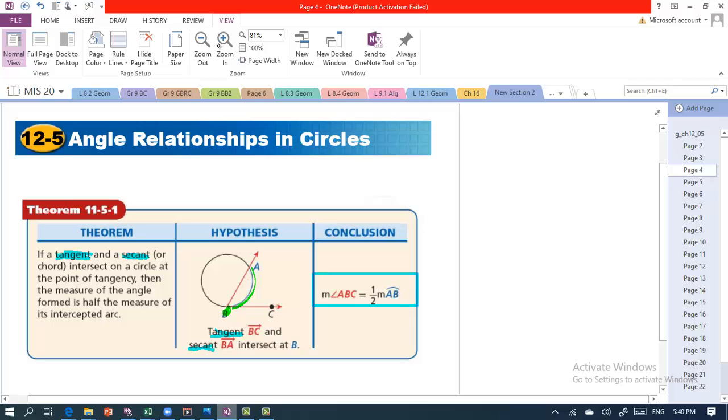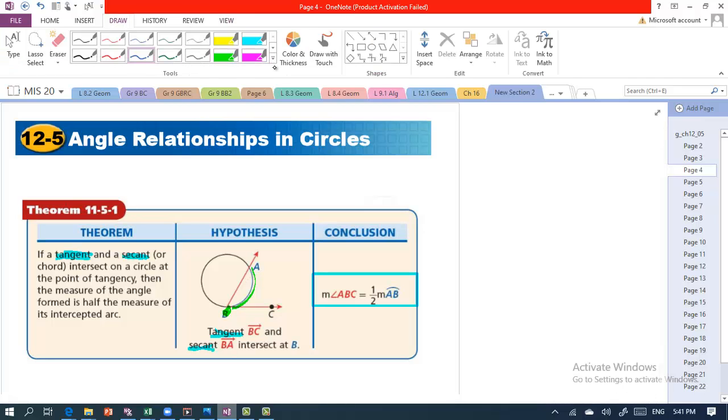In the tangent-secant theorem, if a tangent and a secant or a chord intersect a circle at a point of tangency B, then the measure of the angle formed is half of the intercepted arc. The arc intercepted here is AB, and the angle formed is ABC. This angle's measure is half of the intercepted arc AB. On the right, the measure of angle ABC is half the measure of the intercepted arc AB.